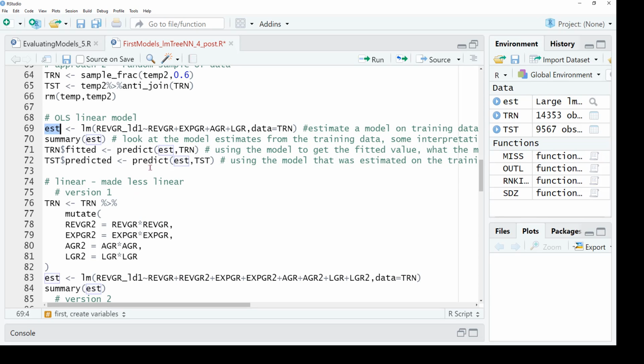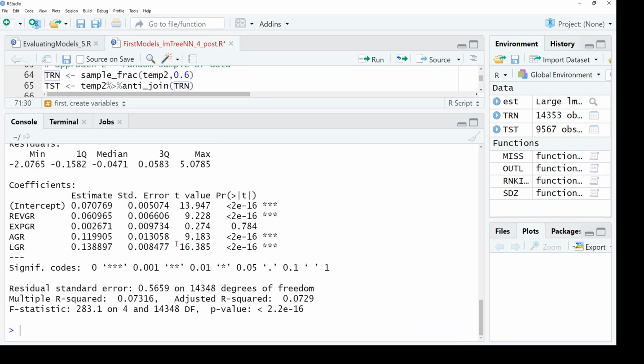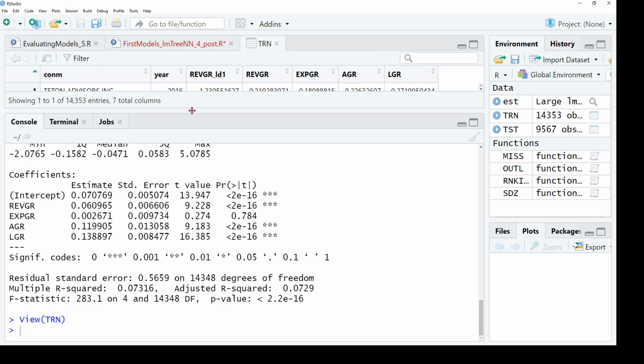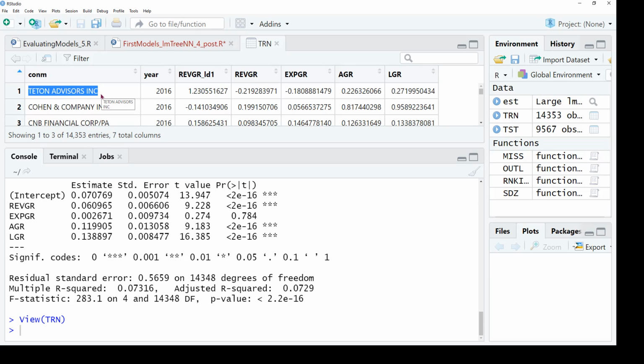So let me do two things. We have this predict function. That isn't saying it predicts. What it's saying is take this model, this EST model we have, apply it to this TRN data set, and use the model to come up with what the y variable would be based on that model. So if we go back to what came out of this, this means for a given row, so let me open this up here. So if we have Teton Advisors, let's see how we would use the model to come up with what the y value should be given that we have this model.